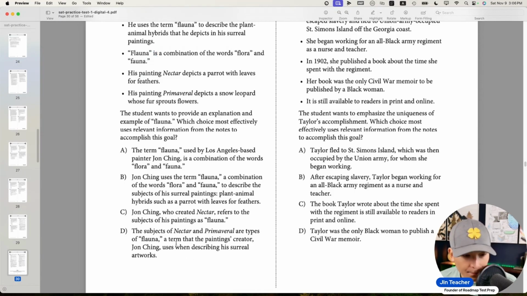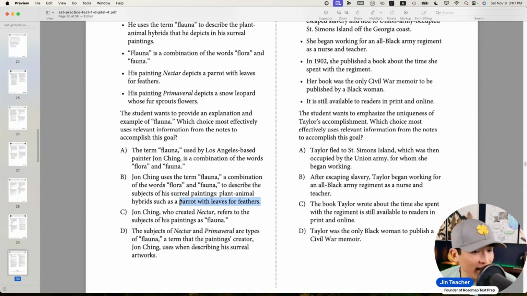And so D, it looks like it's saying a lot, but it's not saying anything. It just uses a lot of words, but it doesn't really provide an explanation or an example of fauna. It tells us the subjects of two examples of his paintings, but it's not as specific, right?